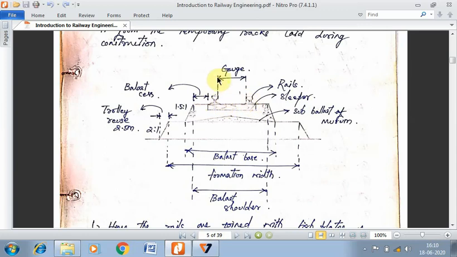Now, the clear distance between the inner surfaces of the head of the rails. Now, rail again has three different parts into it. One is the head, then the web, and then the foot. Foot is the section of the rail upon which the whole rail is going to rest, right? And will be in contact with the sleeper. So, the clear distance between the inner surfaces of the rail is considered to be the gauge.